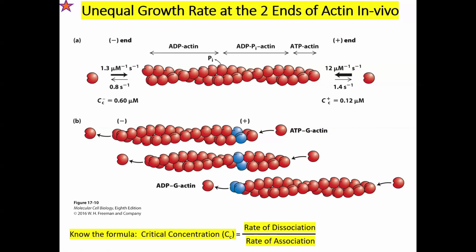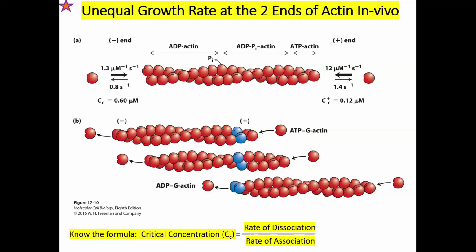On the other hand, this is the minus end. Look at this right here. The association dropped tenfold, to 1.3 micromolar from 12 micromolar. Here the rate of association is less, and the rate of dissociation is 0.8. It is still less, but see what is happening here: the chance of ATP actin being added is drastically less. That gives you 0.8 over 1.3, which is about 0.6 micromolar, the critical concentration at this end.